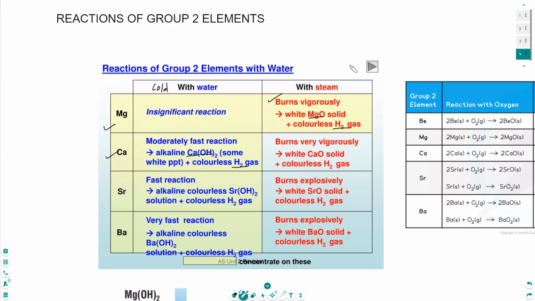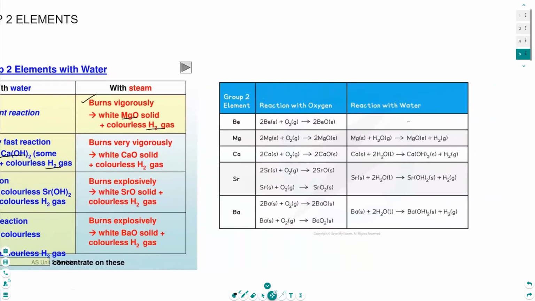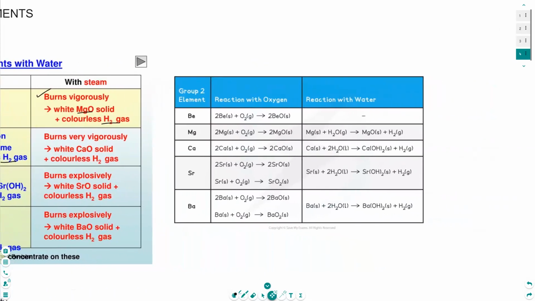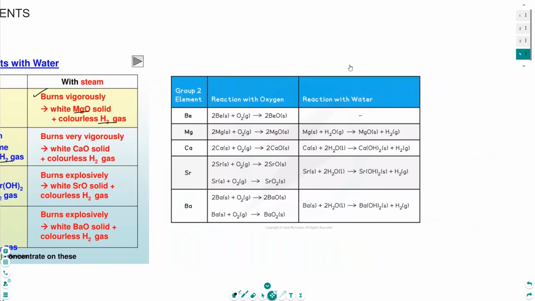It also produces the hydroxide, which is strontium hydroxide and hydrogen gas. And then barium would be the fastest. It gives a very explosive, vigorous reaction to give us barium hydroxide and hydrogen gas. All right, so here I just have another table here, which summarizes how the elements do react with water.